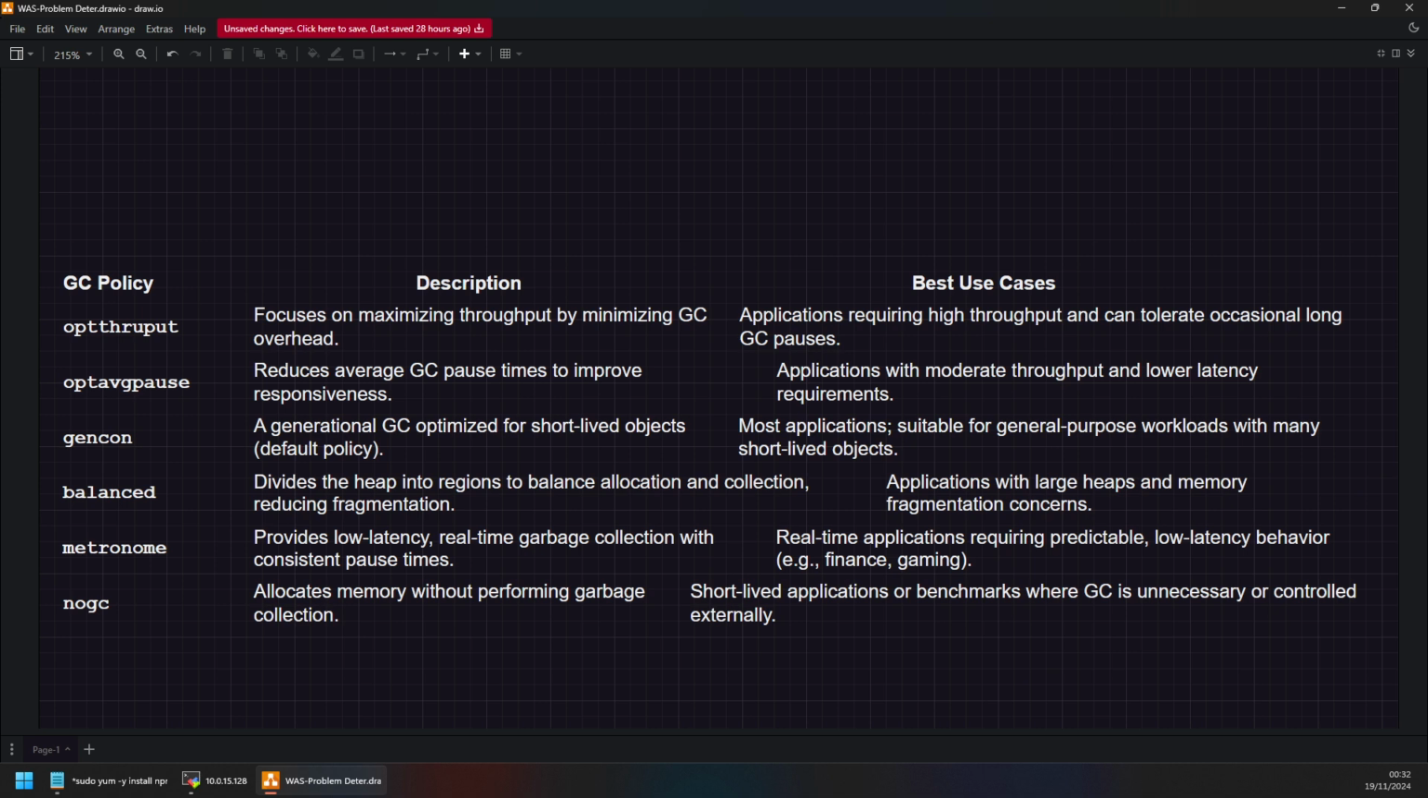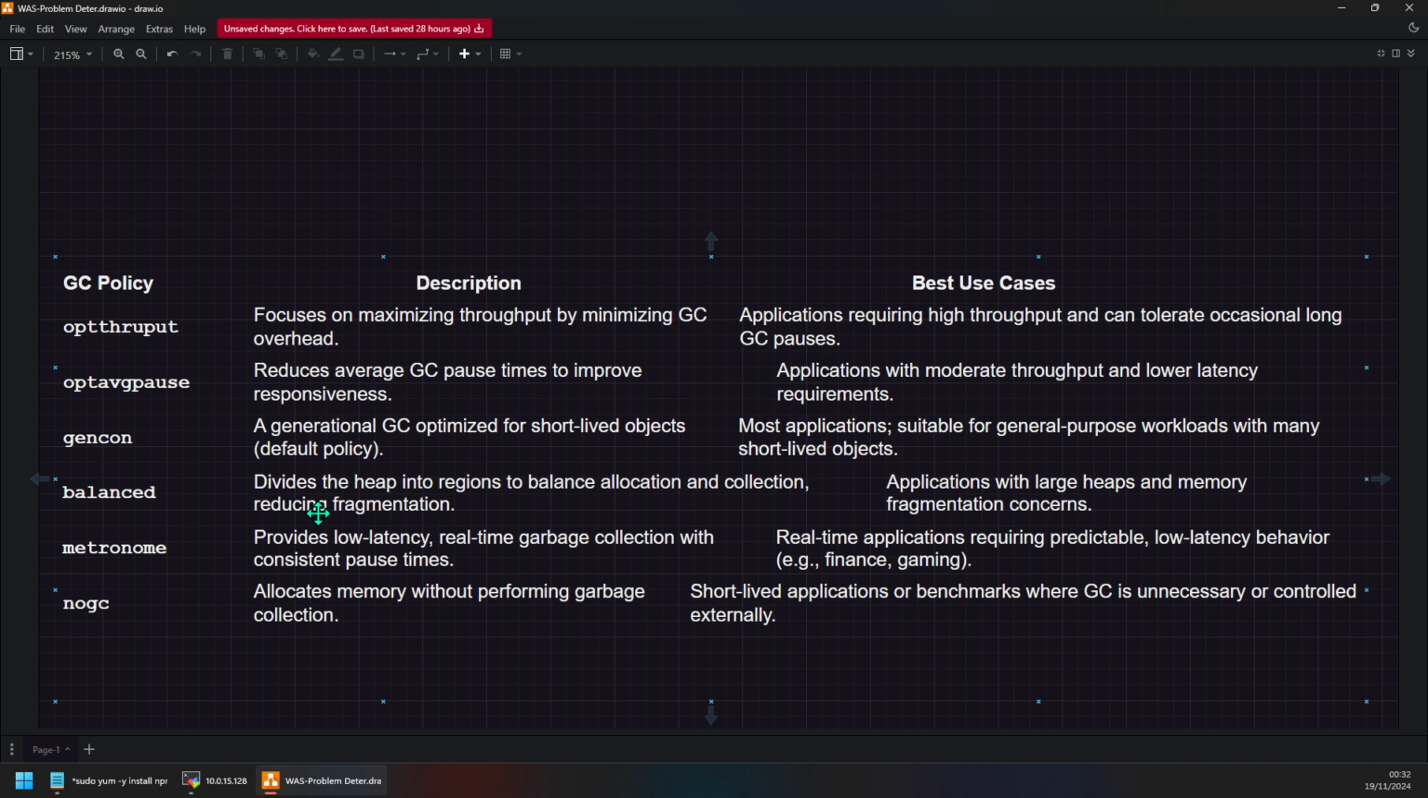The next one is the balanced one. The balanced policy divides the heap into regions to balance allocation and collection. It performs concurrent garbage collection to reduce pause times and manage fragmentation. The advantage is that it reduces memory fragmentation. It is suitable for a large heap and also high allocation rates. Now, the disadvantage is slightly higher CPU usage compared to gencon because of the allocation and fragmentation handling. So that's one of the disadvantages.